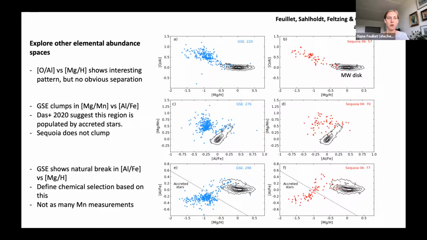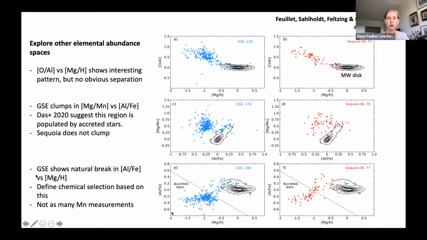We have a couple other elemental abundance spaces that I'll just point out very quickly. We have oxygen over aluminum, where both samples sit apart from the Milky Way population, but aren't very obviously separated. We have magnesium over manganese as a function of aluminum over iron, and this has been pointed out before. In this space, the Sausage-Enceladus stars clump very nicely in this region that's been suggested to hold accreted stars. However, the Sequoia population doesn't really seem to clump in a similar way. In this case, I'm only showing the smaller Sequoia selection.